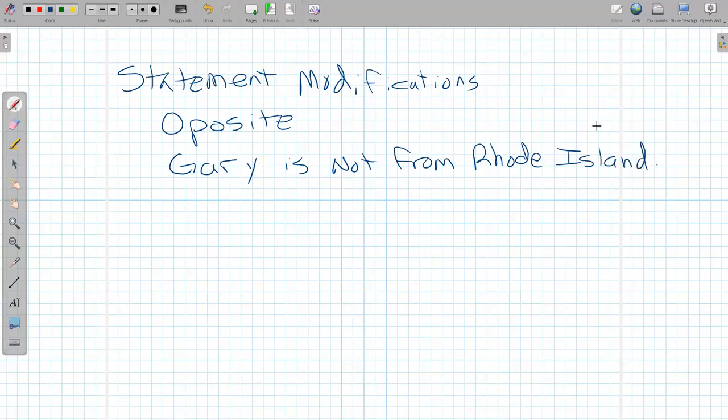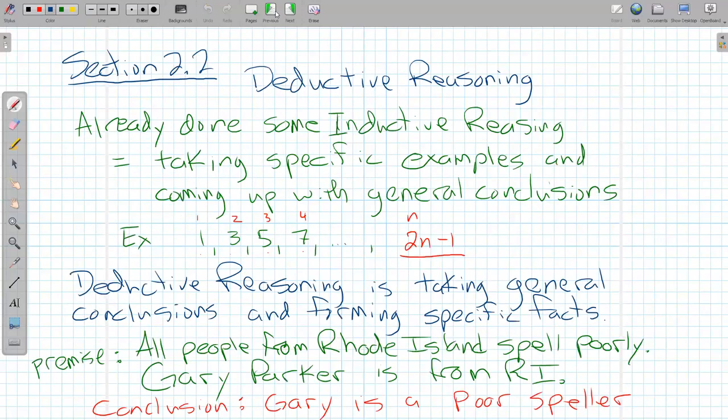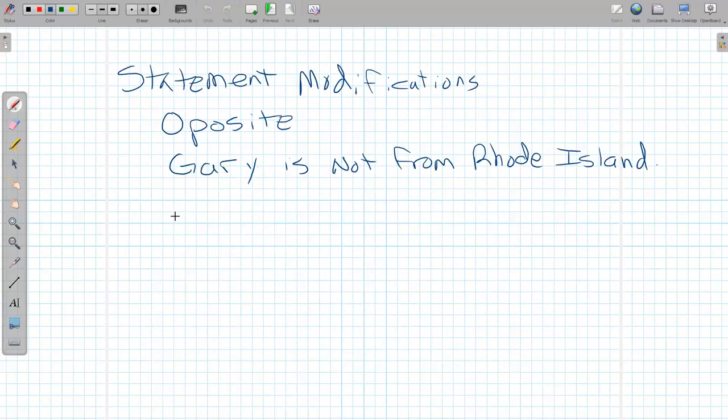Another statement we started with before, let me go back for a sec. Let's see, all people from Rhode Island spell poorly. So the opposite of all is actually some.